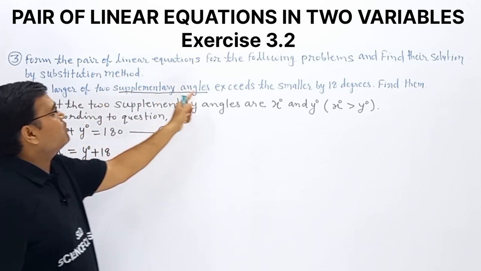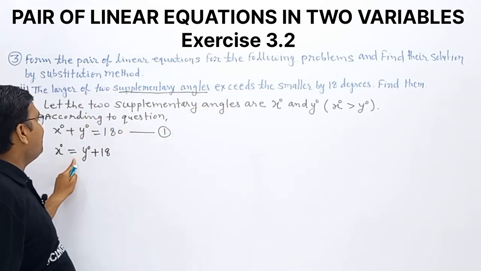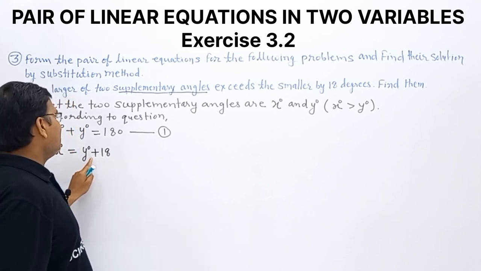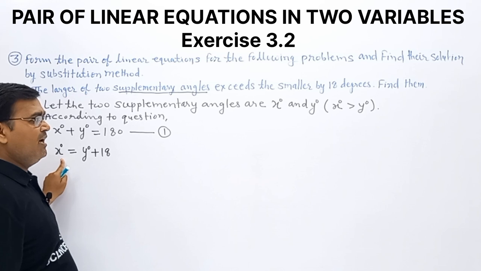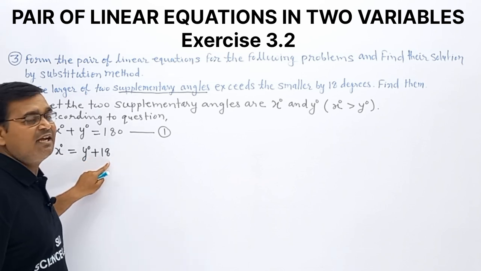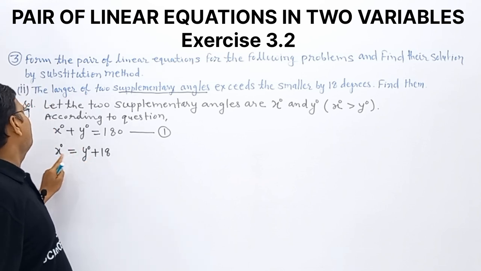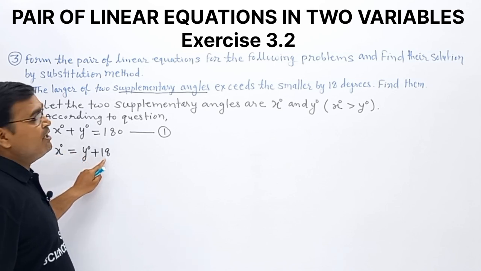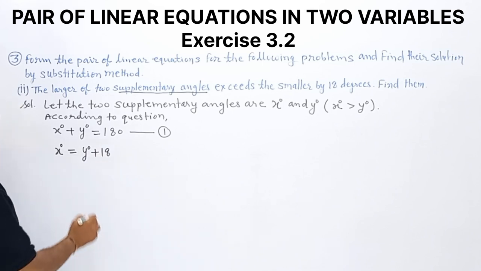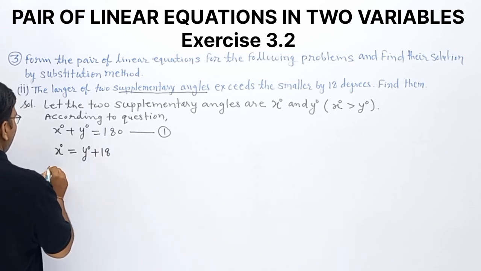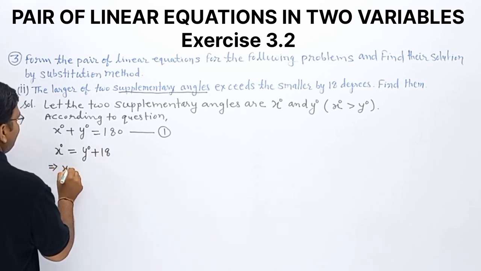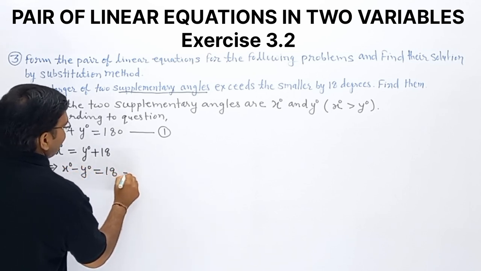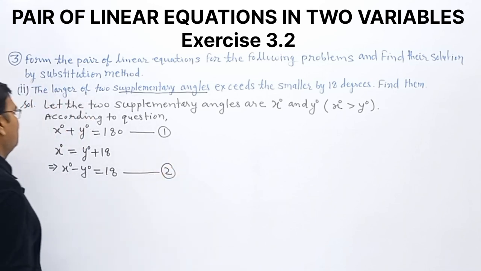The larger of the two supplementary angles exceeds. Larger one exceeds smaller by 18 degree. Plus 18 more than this one. Clear? Smaller angle will be plus 18. So 18 more. Clear? Now from this we can say x degree minus y degree equal to 18, and this will be equation number 2.